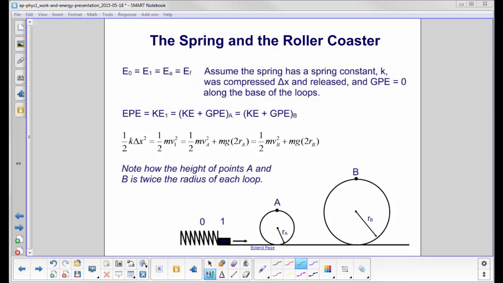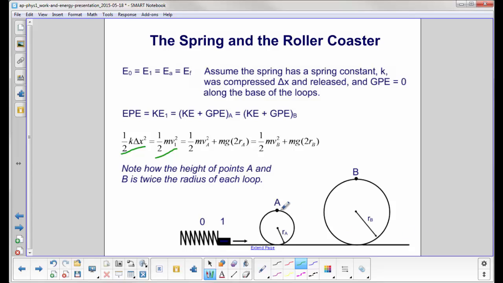Let's examine the energy at each one of these points. We start at E0, that's when the spring is compressed. First of all, we'll assume that this baseline here is where gravitational potential energy is 0. So at point 0, all the energy is in the spring, 1/2 k delta x squared, where delta x is how much we've compressed the spring. At point 1, the spring has released. The object is moving. We have kinetic energy, 1/2 m v1 squared.